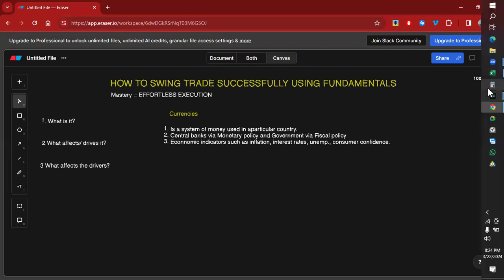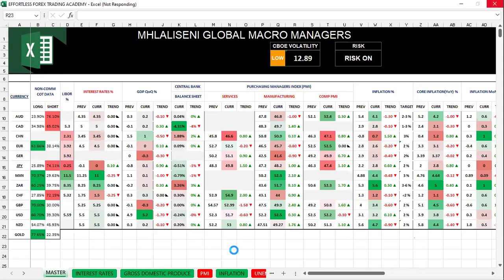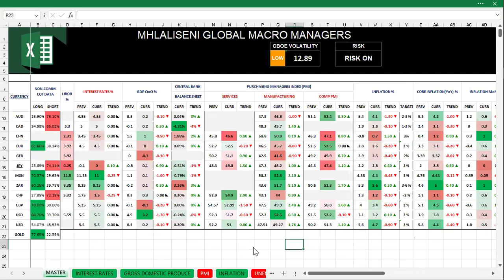So to go into a spreadsheet that we have here on Excel. This is the spreadsheet that I use for tracking all the fundamental data. As you can see, this spreadsheet has economic indicators. It has the interest rates, GDP, PMIs, inflation, right? I won't go into much detail, but essentially interest rates, we should all have an idea of what it is. The higher the interest rate, the better, because it means that you are getting more return for your money if you're investing in that particular economy.